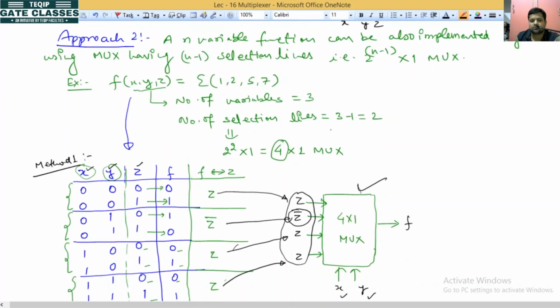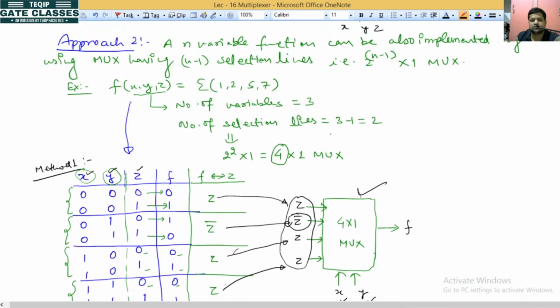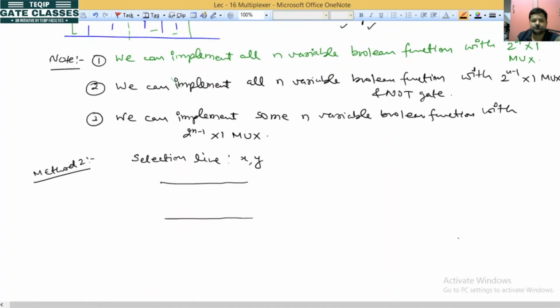What is our function? Our function is given here, that is summation of 1, 2, 5, 7. So our function f(x, y, z) is the summation of minterms 1, 2, 5, 7. Now we can implement it with a 4x1 mux, we know that. So in a 4x1 mux, how many inputs are there? I0, I1, I2, I3. These 4 inputs are there.